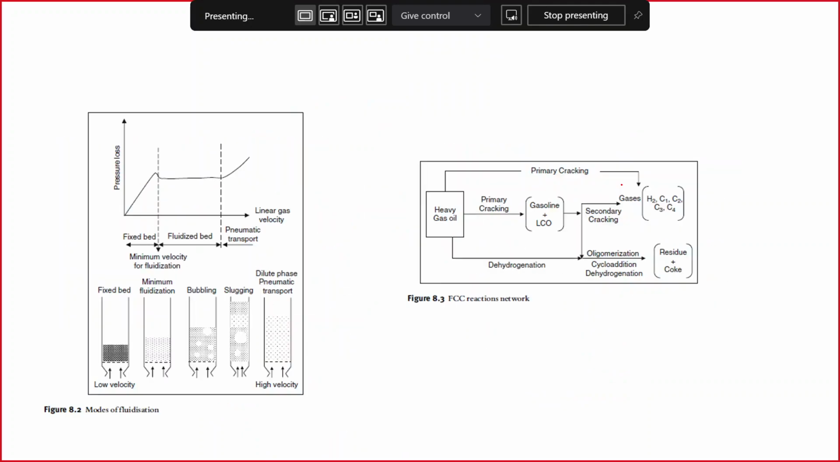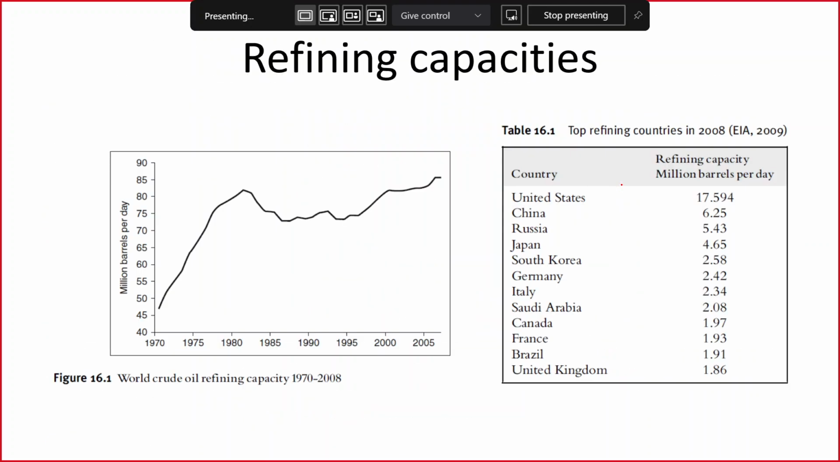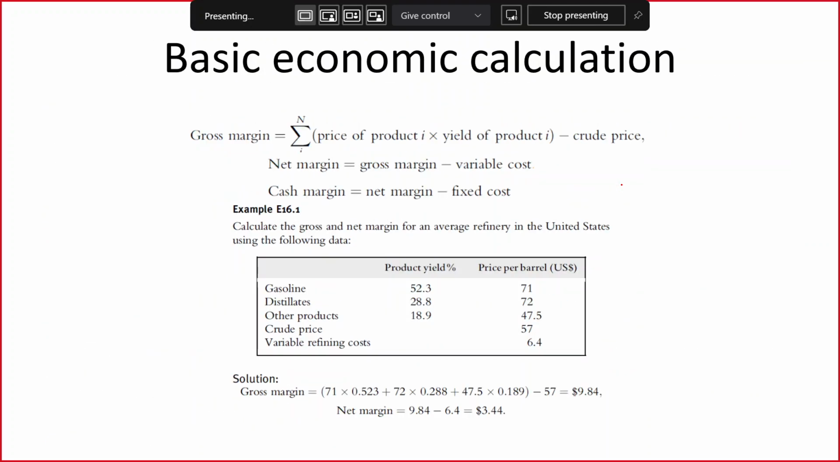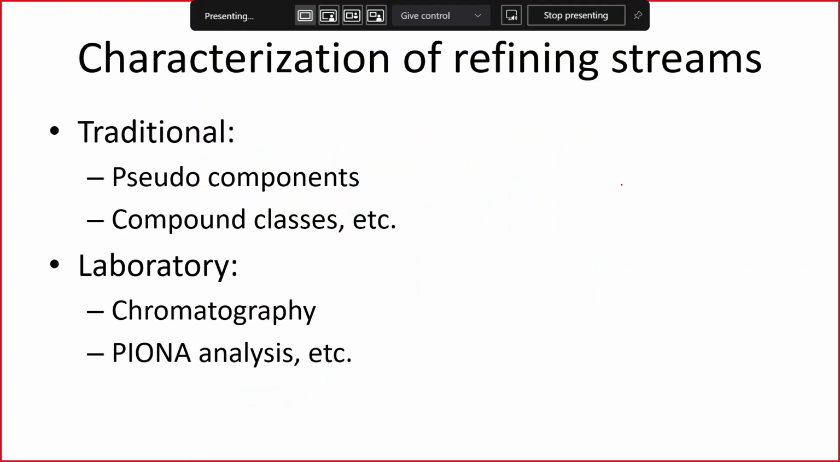If we want to model the properties, for example of this light naphtha, such as the Reid vapor pressure or the octane number and so on, we will need to dig deeper and know the chemical structure. For that we need a more advanced analysis, which is the laboratory type of work.